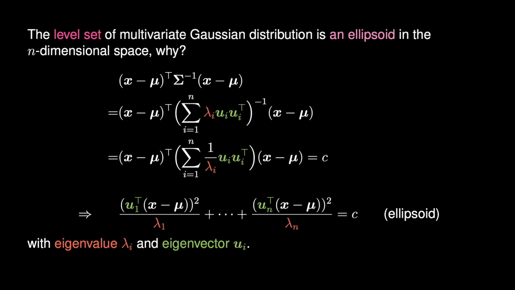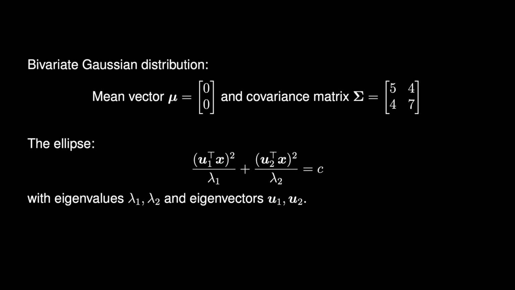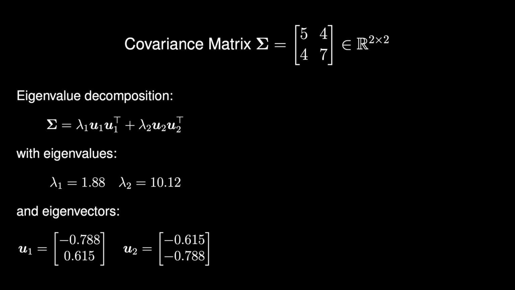This is precisely the equation of an ellipsoid, with the axes aligned to the eigenvectors and the lengths determined by the square roots of the eigenvalues. Back to the bivariate example, the level curve of the Gaussian is an ellipse whose axes are the eigenvectors u1 and u2 and whose semi-axis lengths depend on the eigenvalues lambda 1 and lambda 2. For the given covariance matrix, the two eigenvalues are approximately 1.88 and 10.12. The eigenvectors point in the directions of maximum and minimum spread of the distribution.